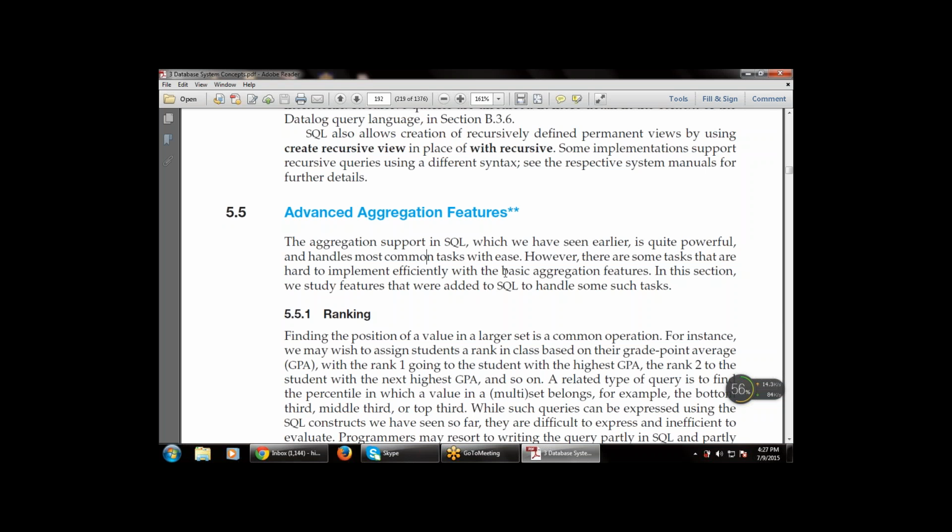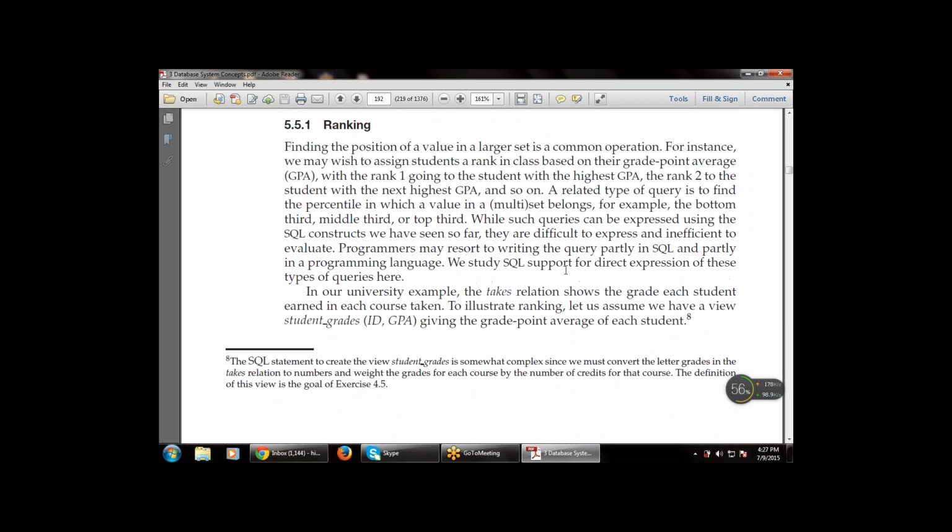What is a rank? How do we maintain the rank? Finding the position of a value in a larger set is a common operation, and that is done by ranking. If I want to rank the database, or rank the table, that relation, it is done by ranking methods. The SQL statement used to create the view student grades is somewhat complex, since we must convert the letter grades in the text relation to numbers and weight the grade for each course by the number of credits for that course. That is the definition: the ranking of a table gives the position of a given value in a large set.